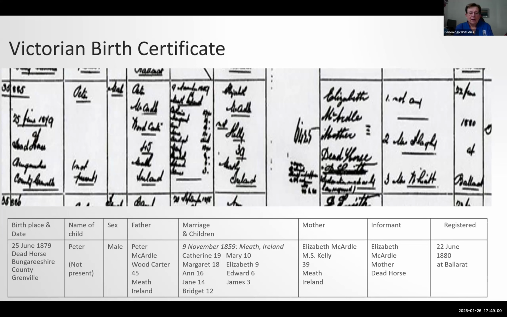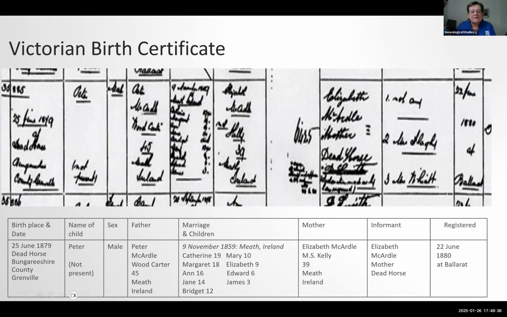Now, the marriage and the children are in the next column. Peter McArdle married in Meath in Ireland, and the children are named. And as you can see, there's plenty of them. We have Catherine, Margaret, Anne, Jane, Bridget, Mary, Elizabeth, and Edward. Plenty of children there.